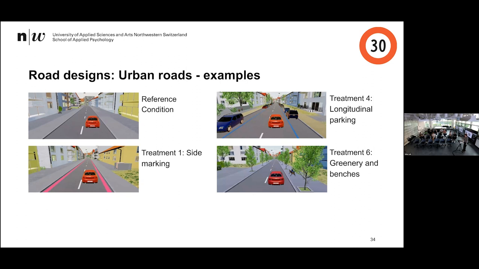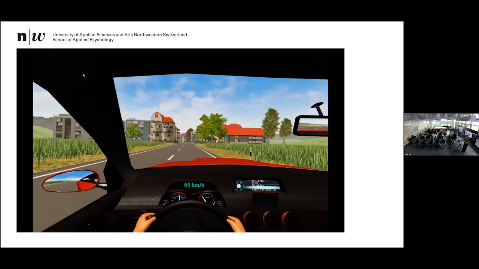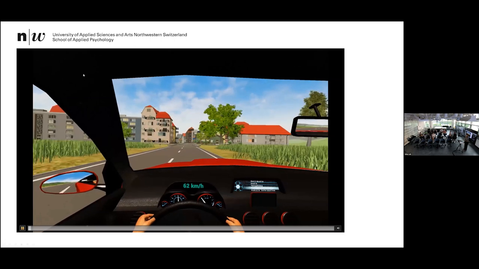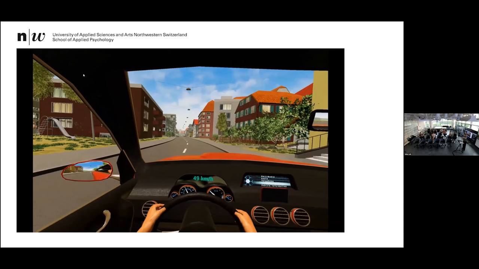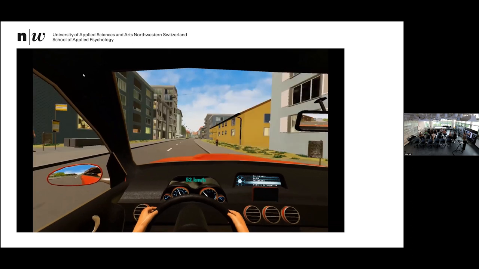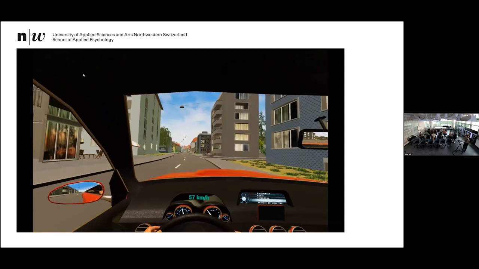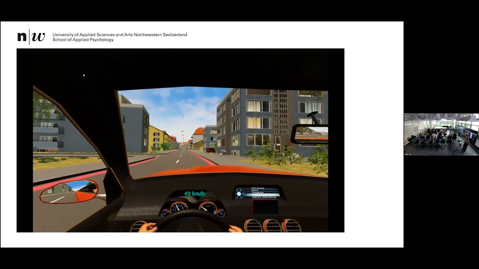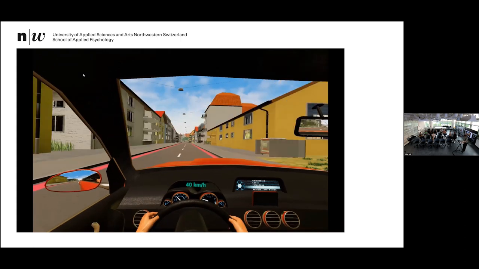These are four examples out of our urban roads, and here four examples out of the rural roads, and here a brief video out of our simulation. So this is how it looks driving in the simulator. You really have to push the accelerator to go faster or slower. So you enter an urban area. We have a dynamic simulation. Unfortunately, for this video we have no traffic coming. So there is traffic simulated here and also people on the roadside. Here you can see the situation of the sidewalks. And move forward a bit.